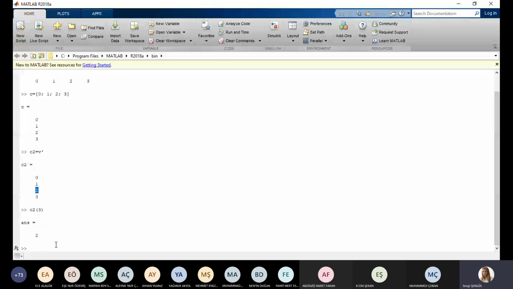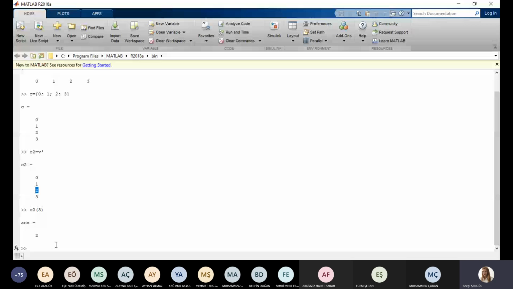Or you can change that value. Say this shouldn't be 2, I made a mistake. C2 of 3 should be, I don't know, 45. And now it changed the 2 to 45, because I told it to change the third entry in C2 to 45. This is what you can do.